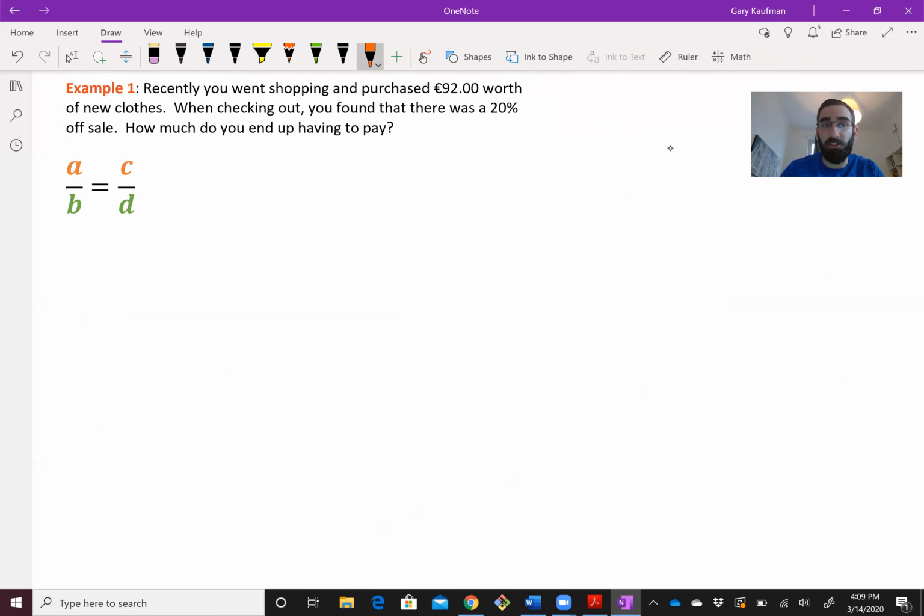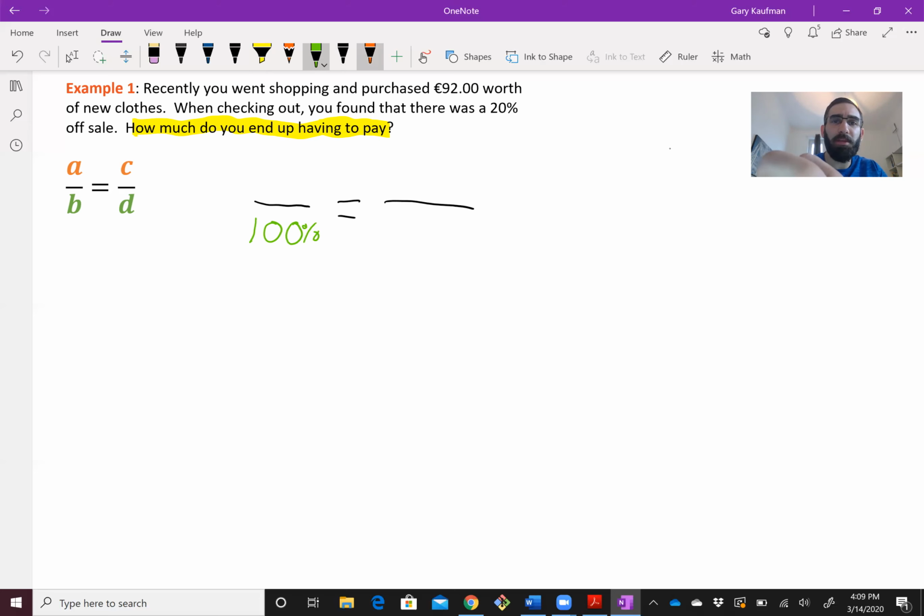Recently you went shopping and purchased 92 euros worth of new clothes. When checking out, you found that there was a 20% sale off. How much do you end up having to pay? The way I approach the question is I always go straight to the question and I think to myself, which part is missing? As a reminder, I know that this is going to be 100%. So I think to myself, how much do you end up having to pay? Is that the value of A, C, or D? What do you think?